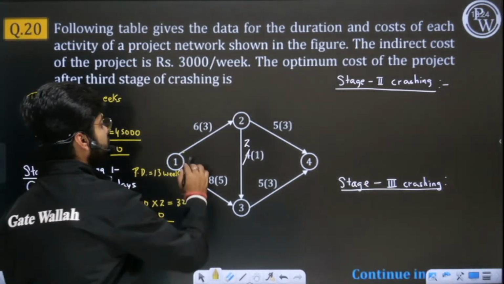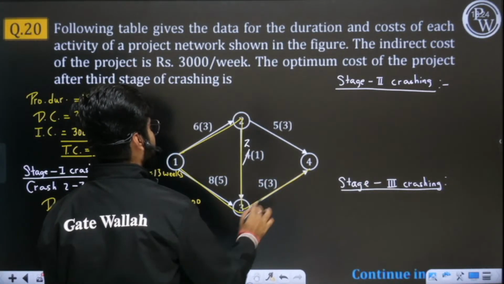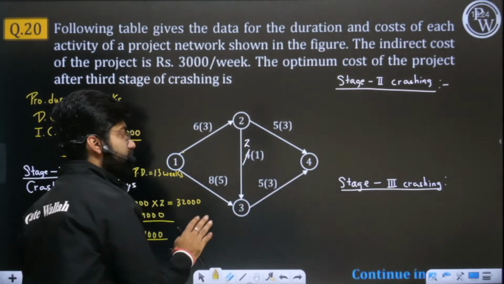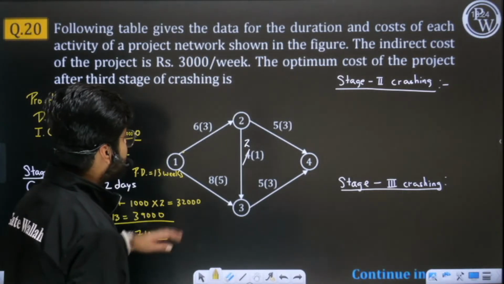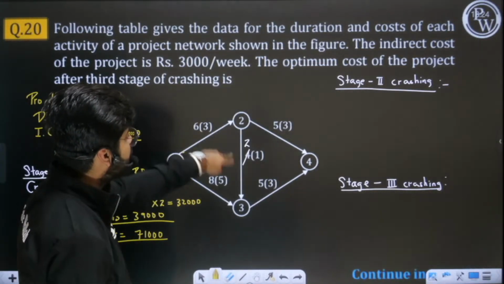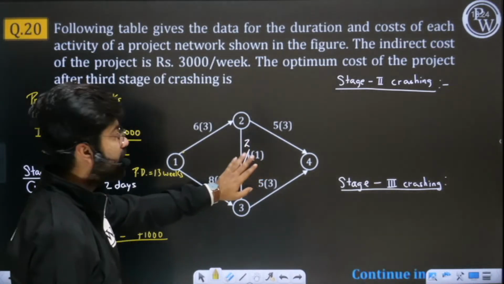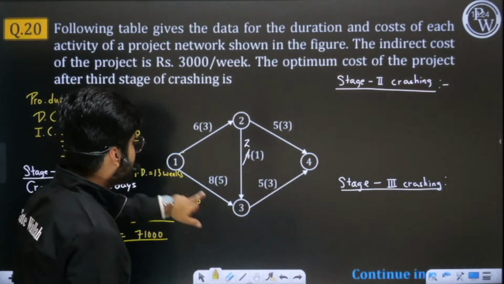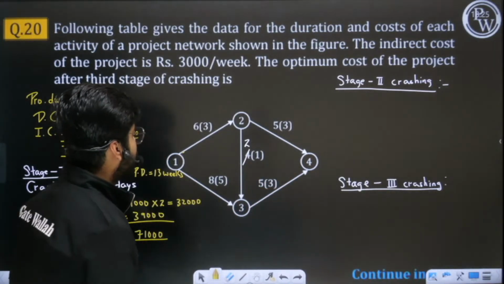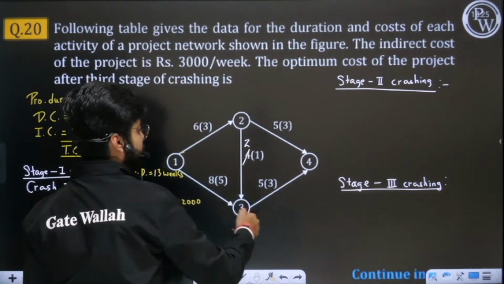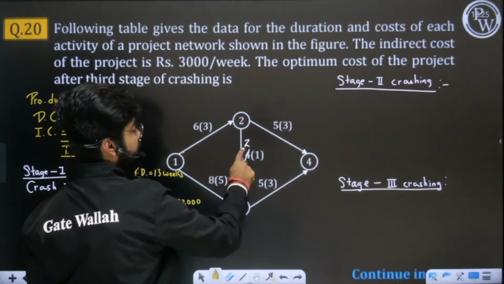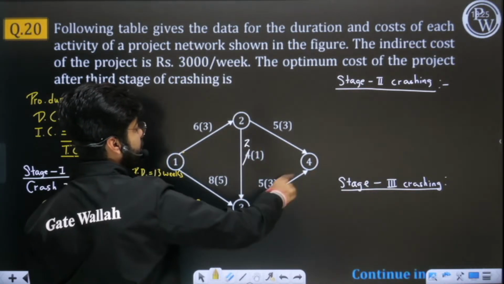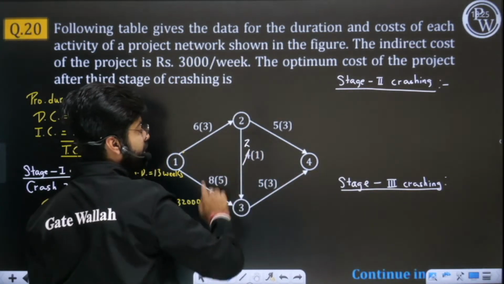Now you need to understand, this is also 13, and this is also 13. So now what I should do is reduce it to 12 first, then 11. Let us see what we can do. On this path, this has the least cost slope, so we can reduce 1 day from here. This is one critical path, this is the second critical path. On this path, 1-2, 2-3 and 3-4 have the least cost slope, so we can reduce this by 1 day. Yes or no?